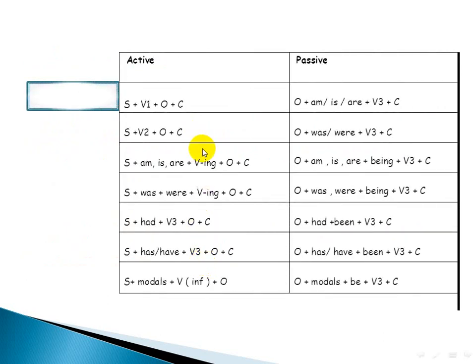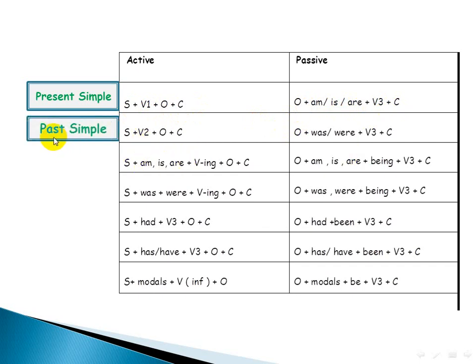Now guys, look at this table. It's so important, it's so useful, especially when you need to transfer statements from the active voice to the passive voice. So, as I told you before, we have different tenses in English. In this table you can find all the tenses and the best way to change from the active to the passive. Number one, we have present simple. I think I explained this in the previous slide. Subject, verb 1, object, complement. You have to start with the object, then am, is, are, then verb 3, then complement.